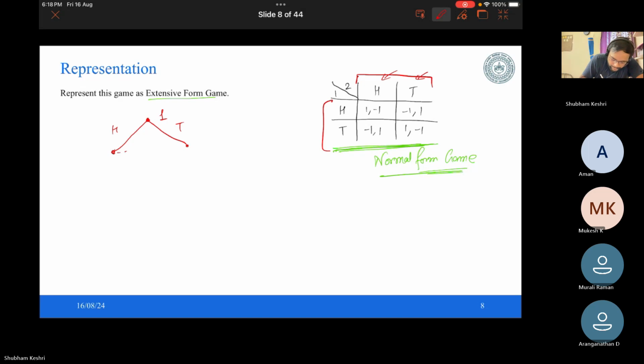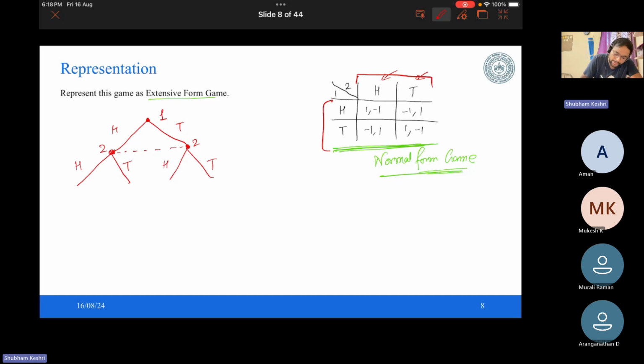We draw a dotted line between these two nodes and we say that player 2 is not sure whether he is at this node or at this node. So both these nodes are indistinguishable for player 2. At these nodes, player 2 can either play H or T.